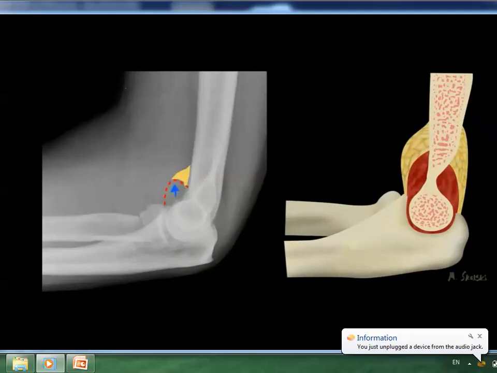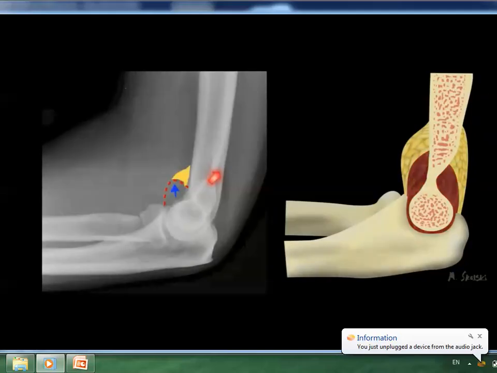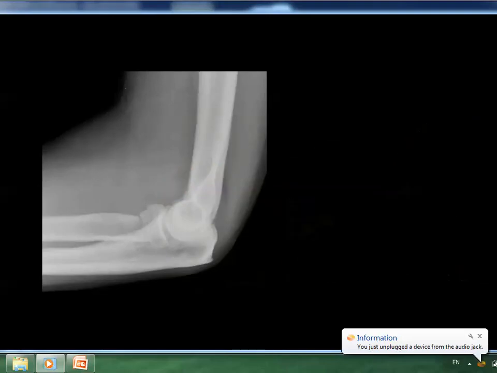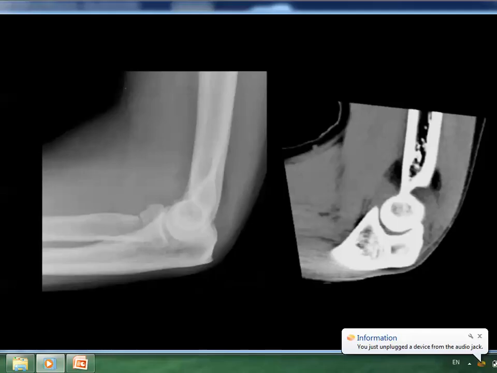We can also see the posterior fat pad protrudes behind the posterior margin of the humerus, known as the posterior fat pad sign, implying abnormal distension of the posterior joint recess, which we can draw here. And for further correlation, here is a CT image confirming how the low-density fat pads are displaced by an effusion.